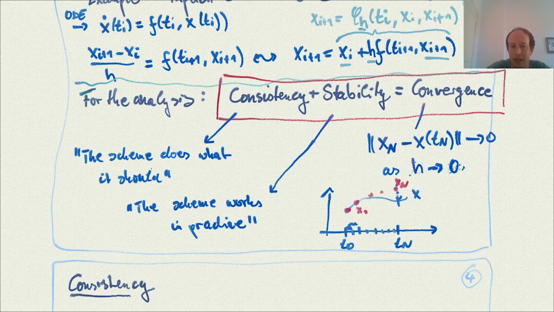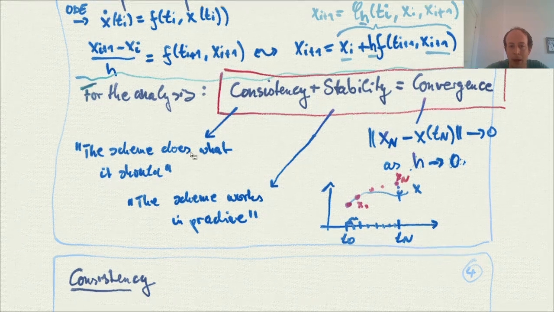Here the scheme does what it should, so it's designed properly. Well, if everything was perfect, then it will work well. But in practice, not everything is perfect. That's why one needs stability too. But if both are there, like the scheme is designed properly and it's stable, then this convergence will happen.